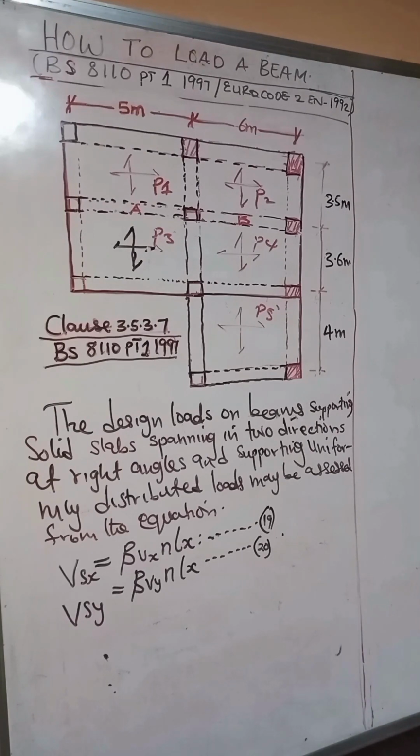So that is the nature. What we'll do, we'll load it. Let's just load these beams and see a clear example of how to do that. Now take note, BS 8110 and Eurocode 2 make use of this same method of loading of your beam. Even in Eurocode 2, there's no change as regards these formulas. The formulas remain the same. So quickly, let's do an example of this, and let's see how we can load beam A.